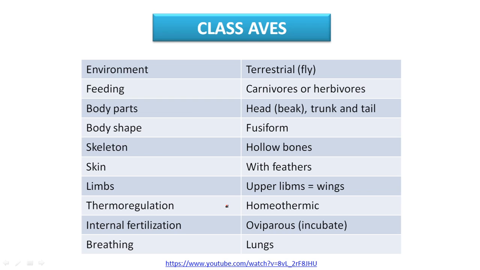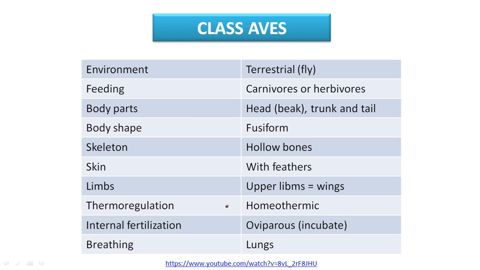The feeding, they are carnivores or herbivores. We can find both types. Carnivores like some predator birds like falcon, eagles, and so on. They can eat insects or mammals. And the herbivores, like they can eat fruit, plants, seeds. So there's a lot of variety, a lot of diversity types of feeding.